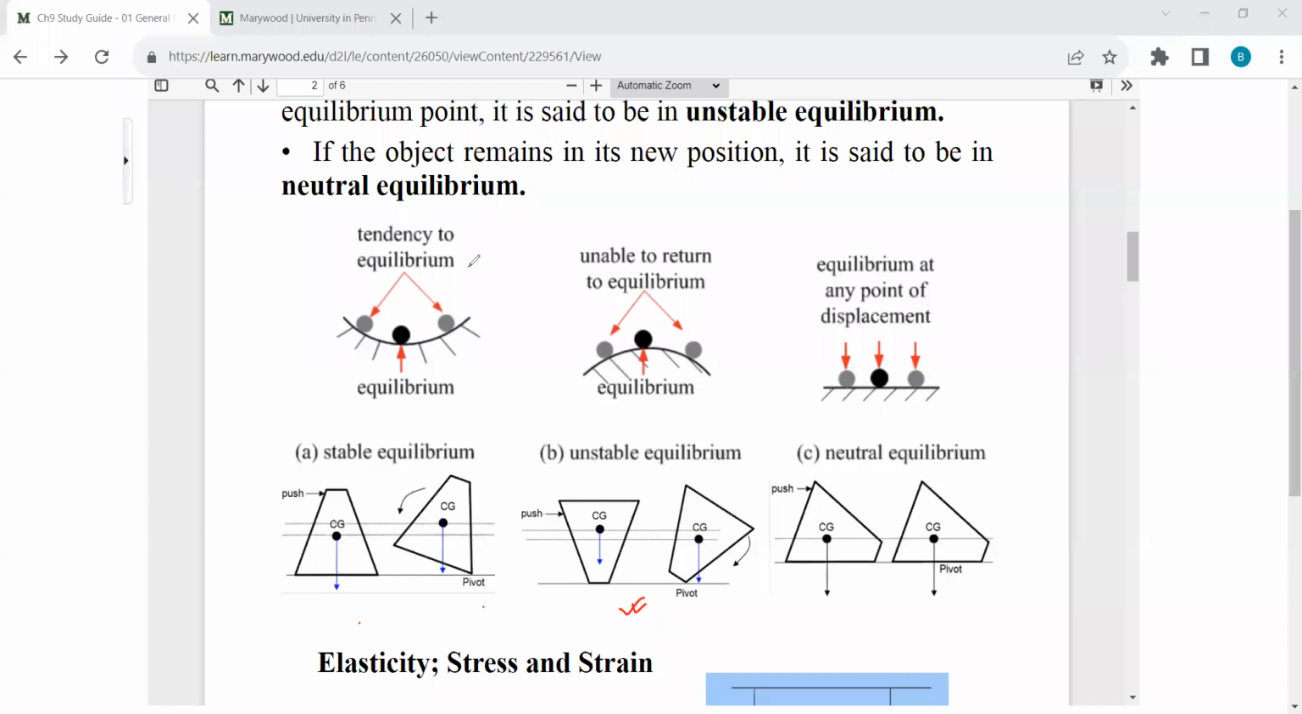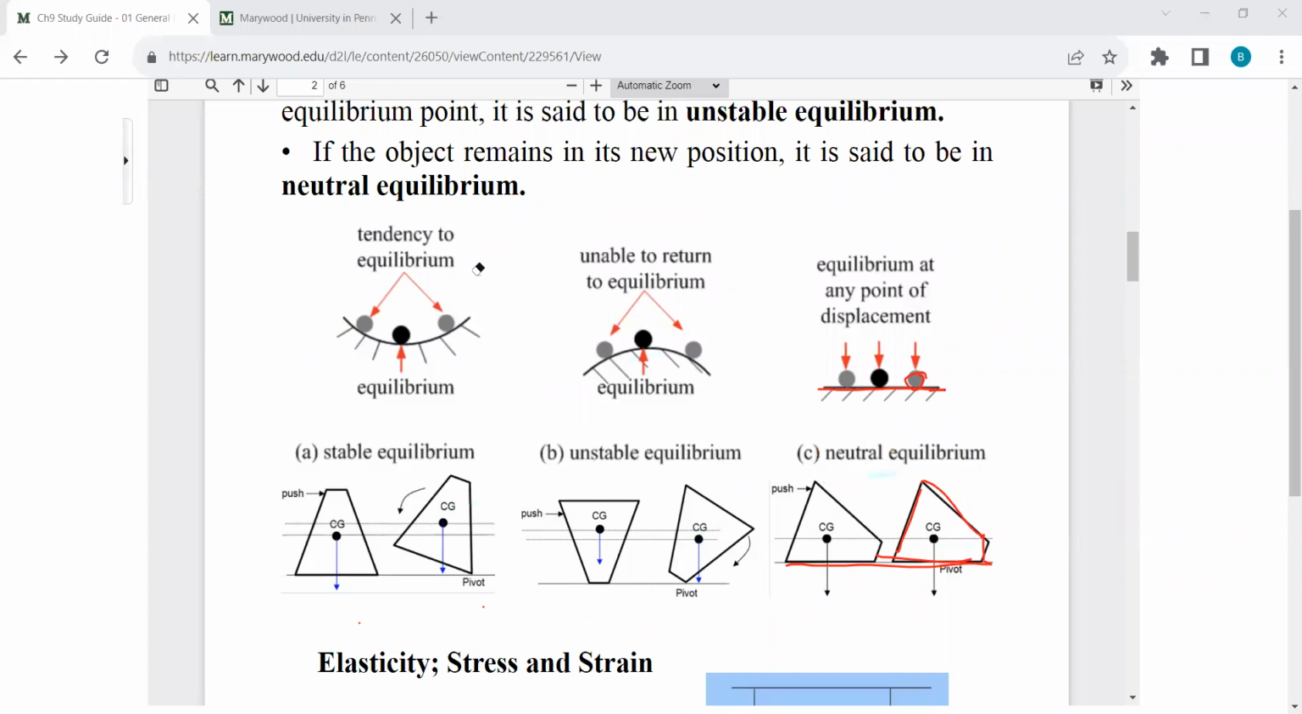Okay, so stable equilibrium, unstable equilibrium, and another equilibrium called neutral equilibrium. If it is on a flat surface and you disturb it a little bit, it will find its new equilibrium. So this is its new equilibrium if you push it in this direction. If you push it in this direction, this is its new equilibrium. If we have a situation something like this, we call it neutral equilibrium.